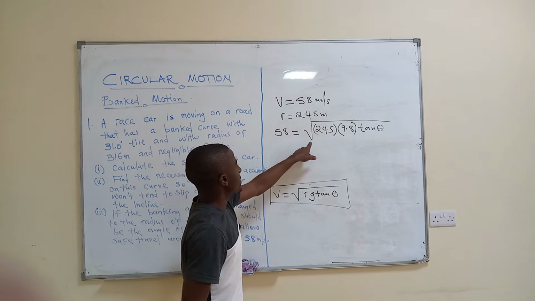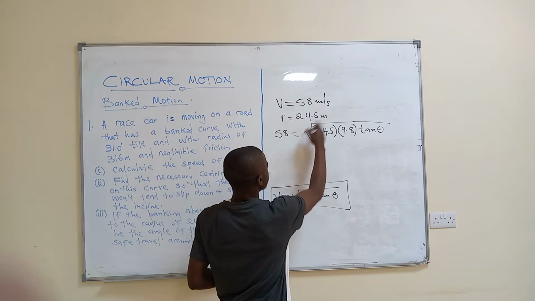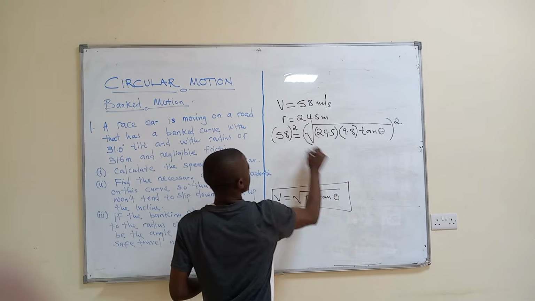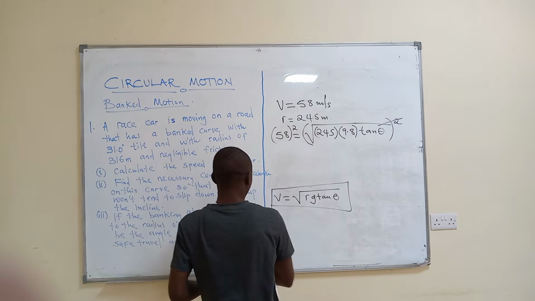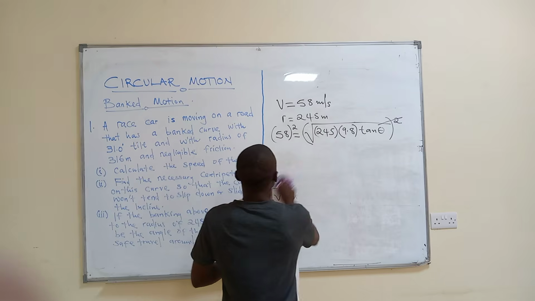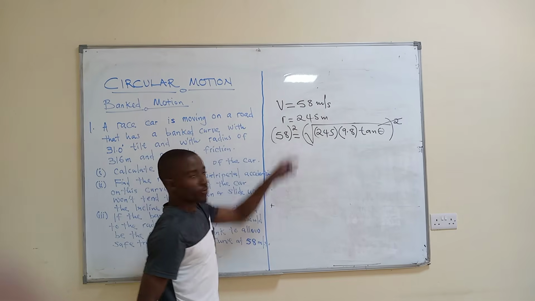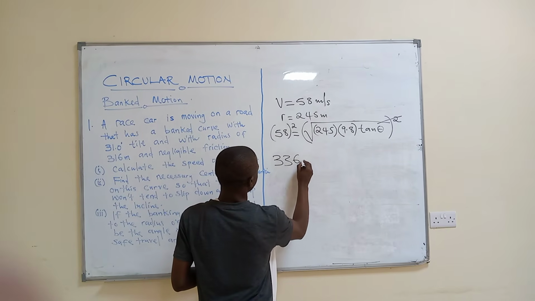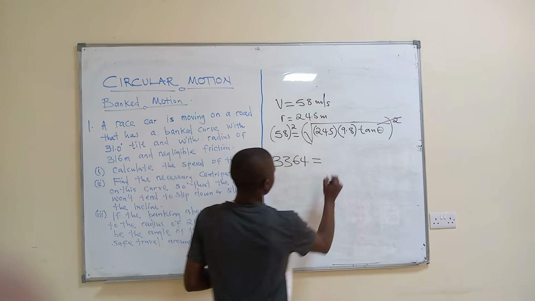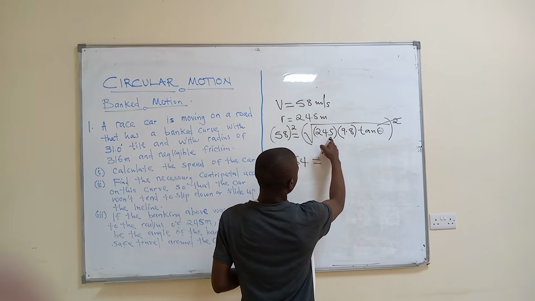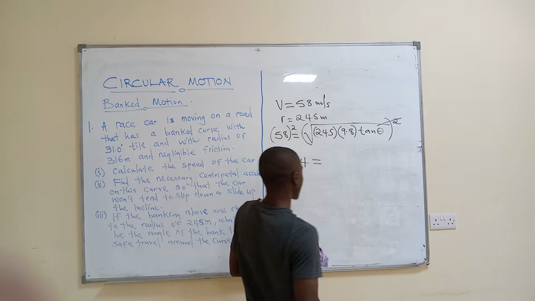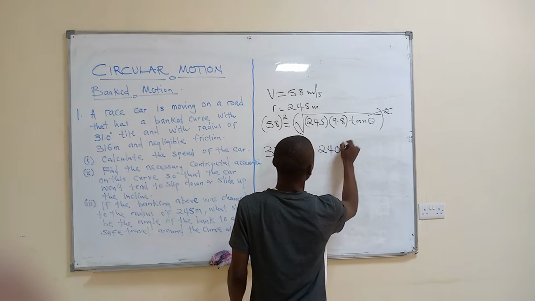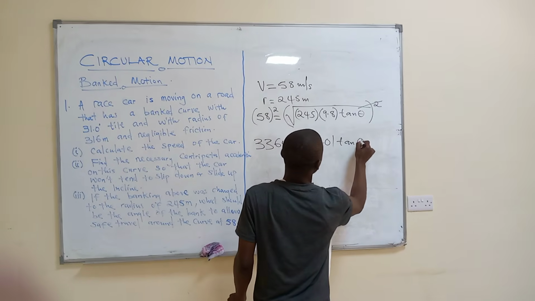To kill this square root, I'm going to introduce a square to both sides, so that they are going to cancel each other. So 58 squared, what are you getting? 3364. 3364 is equal to 245 times 9.8. What are you getting? 2401 tan theta.